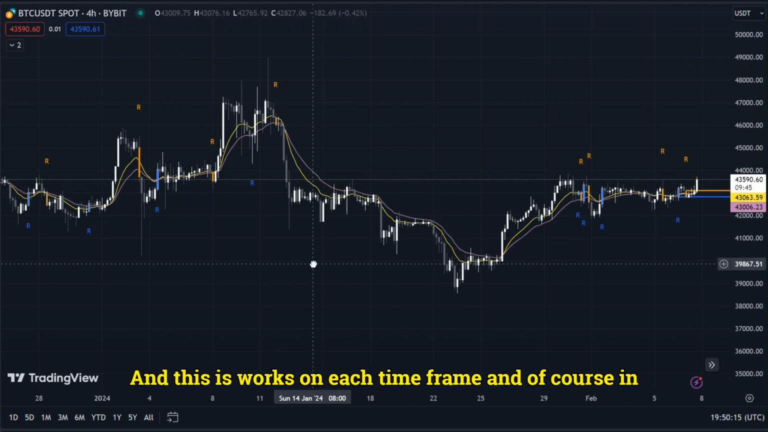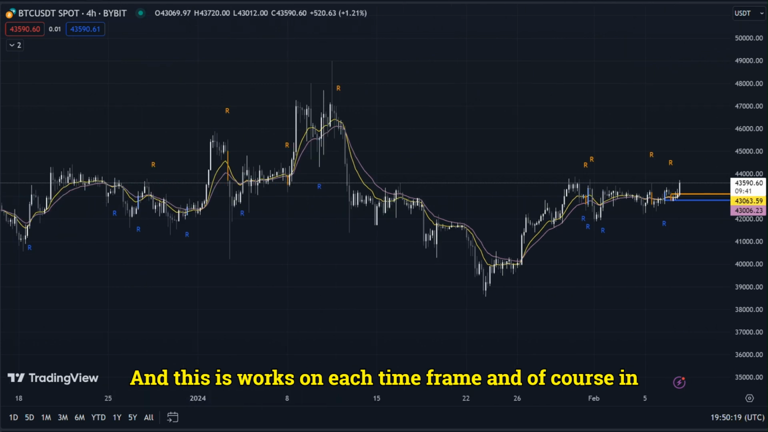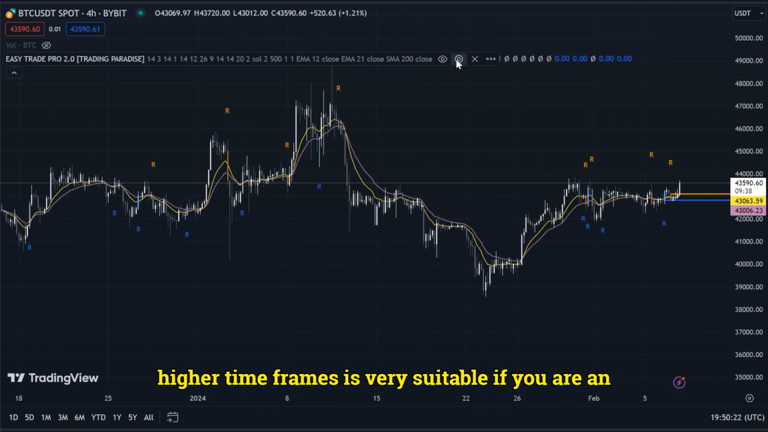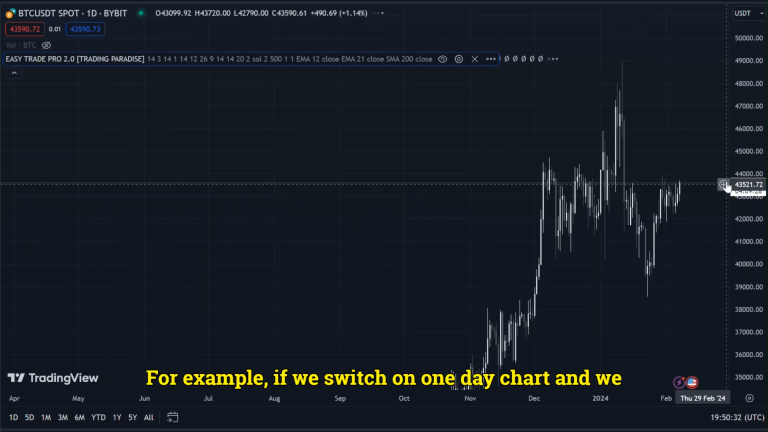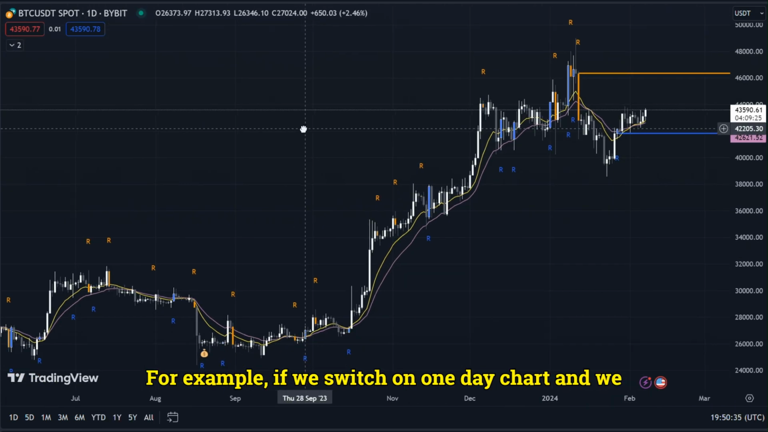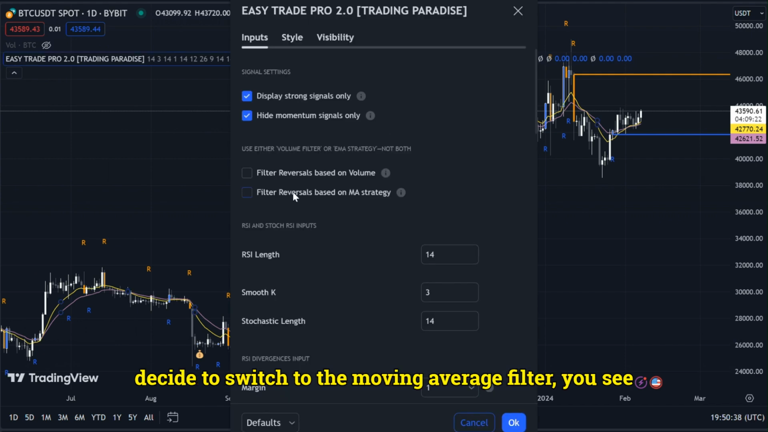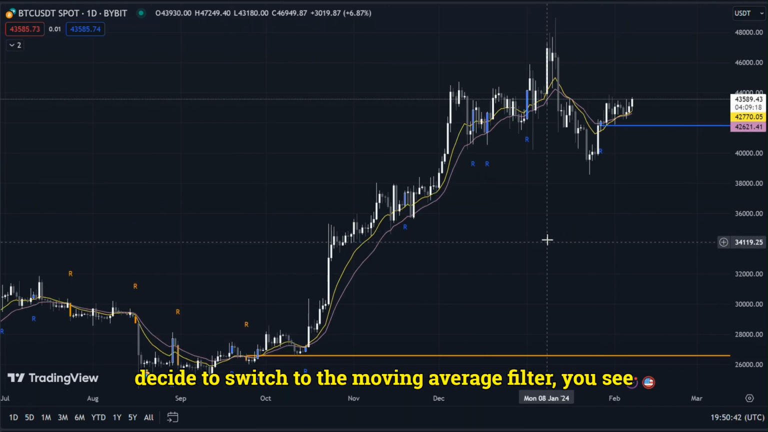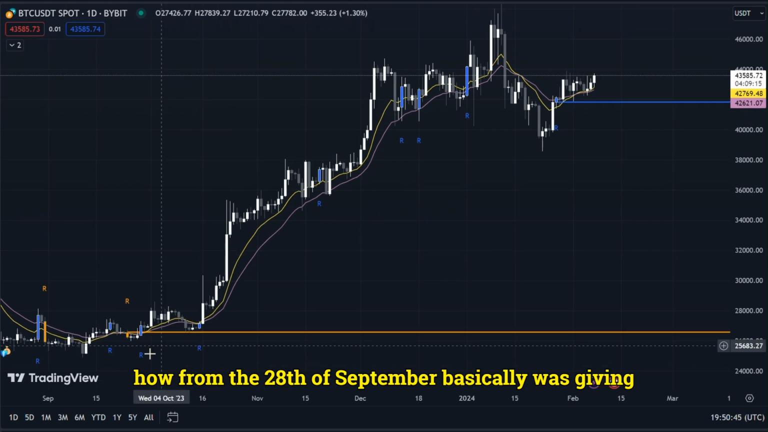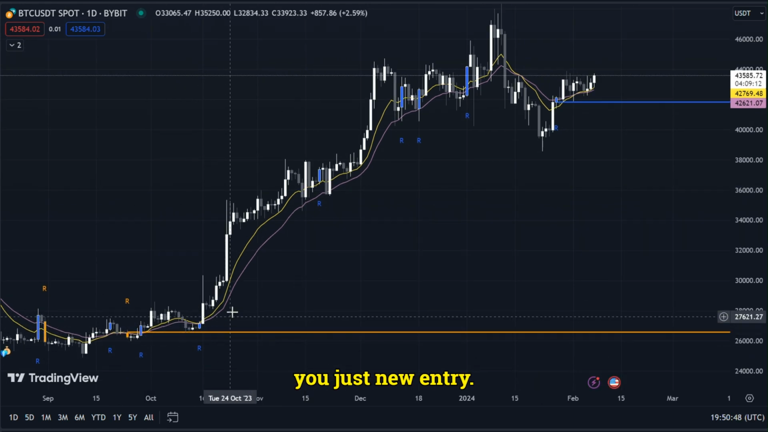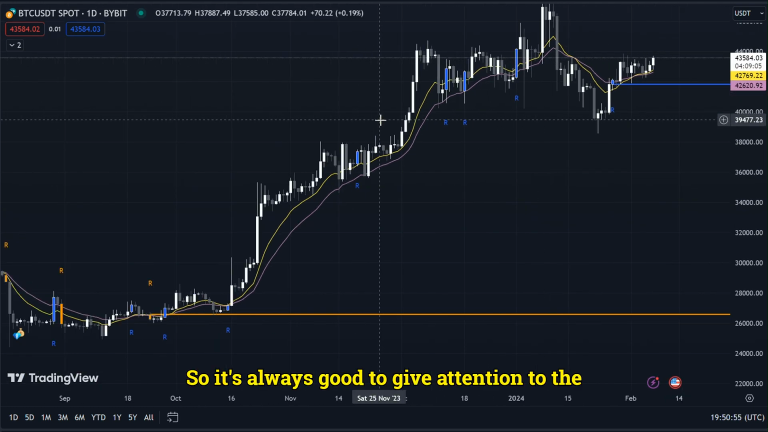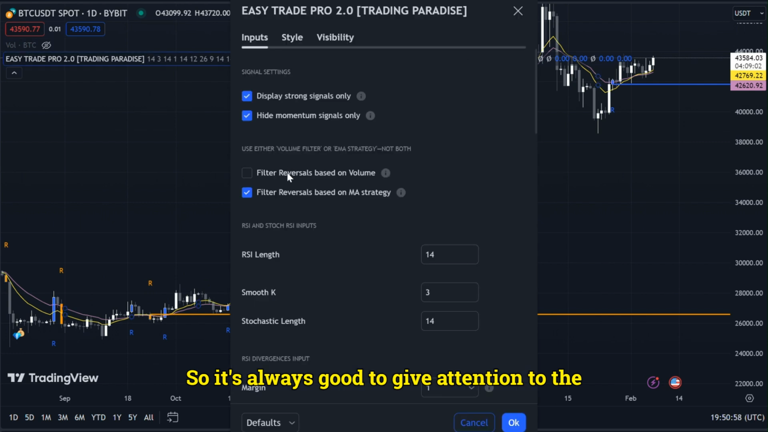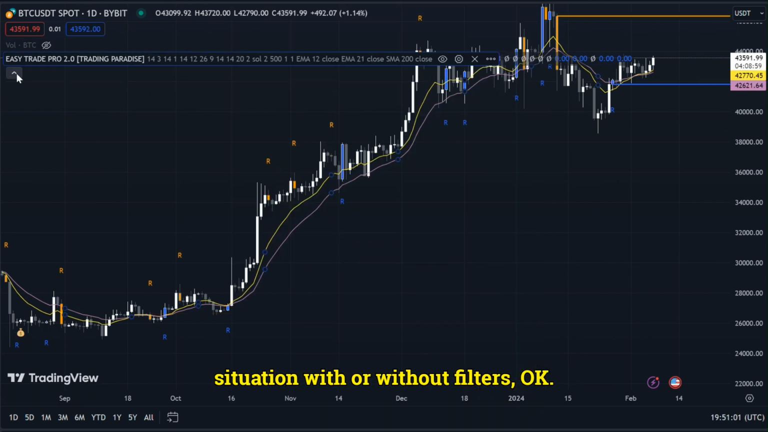and this works on each time frame, and of course in higher time frames it is very suitable if you are an investor and you want to understand what is going on. For example, if we switch to the 1 day chart and we decide to switch on the moving average filter, you see how from the 28th of September it was basically giving you just new entries on the uptrend. Okay, so it's always good to give attention to the situation with or without filters.